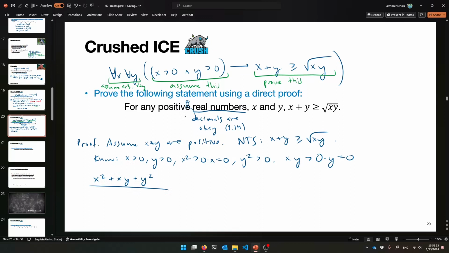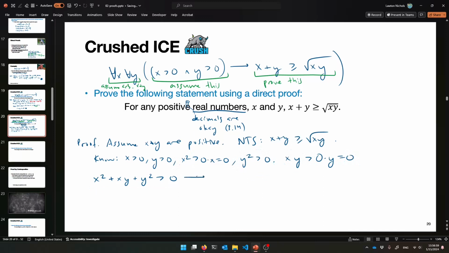So don't feel bad if this is not coming to you immediately. But the idea is to work your way backwards from what you know. So this is greater than 0. Why? Because x squared is greater than 0, y squared is greater than 0, and x times y is also greater than 0. So they're all greater than 0 things. You can add them up, still greater than 0.